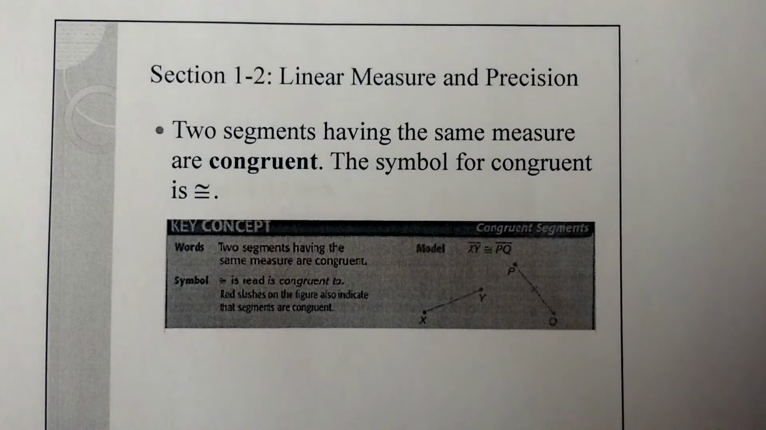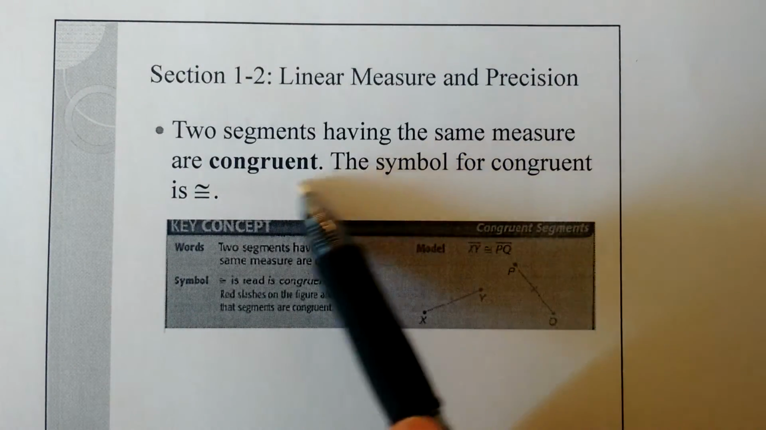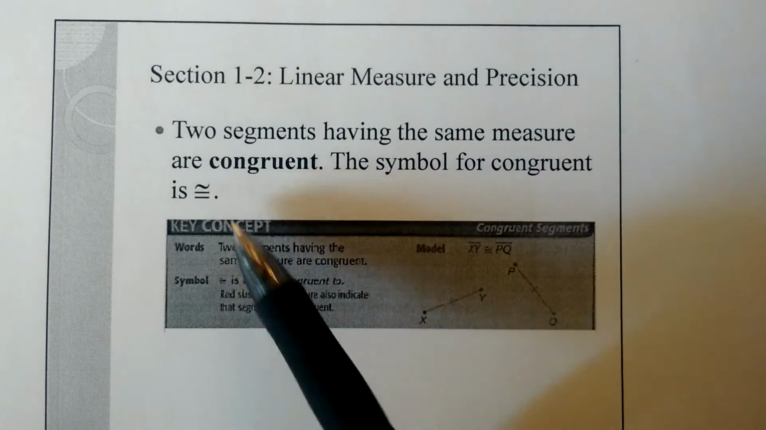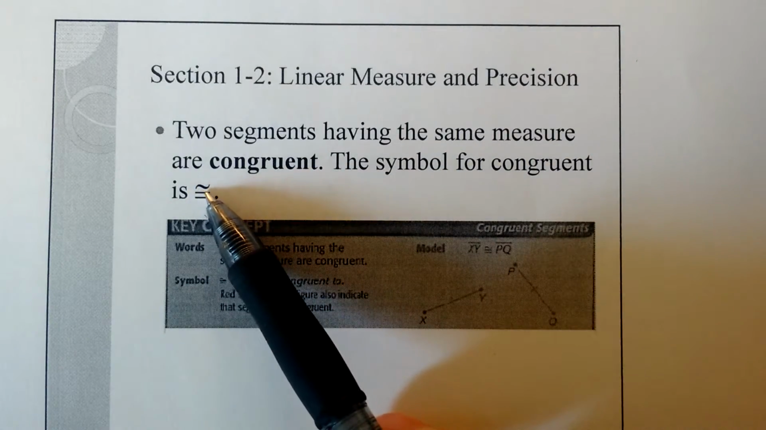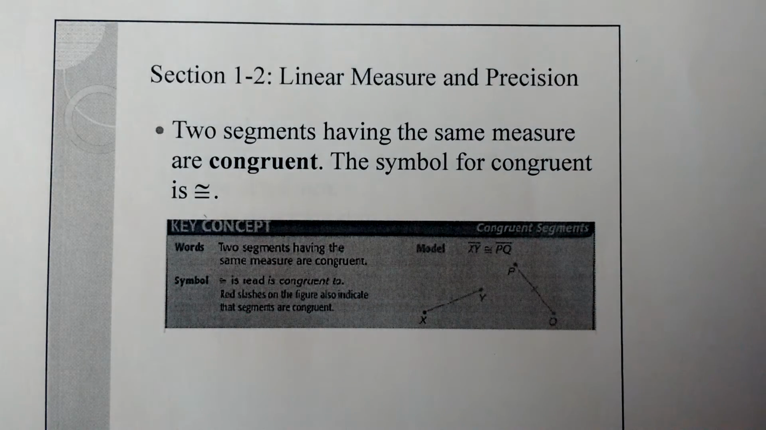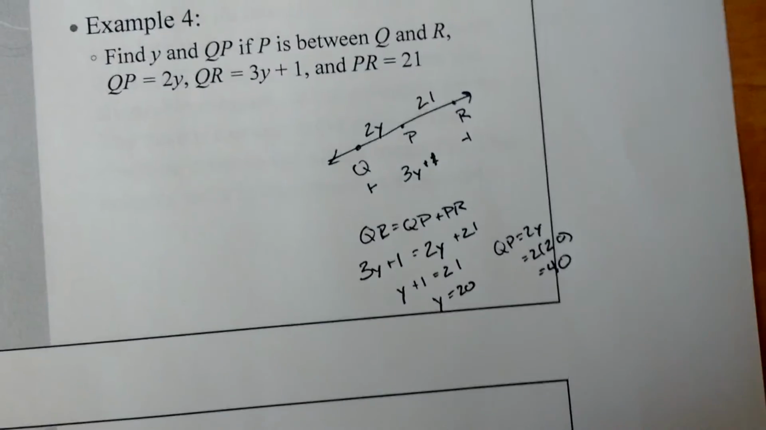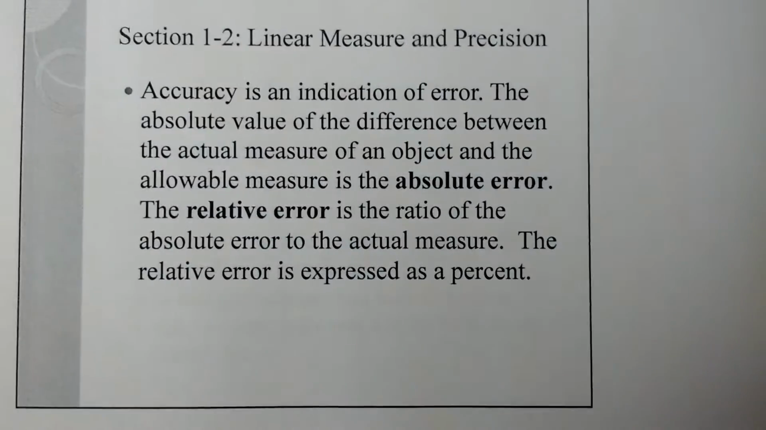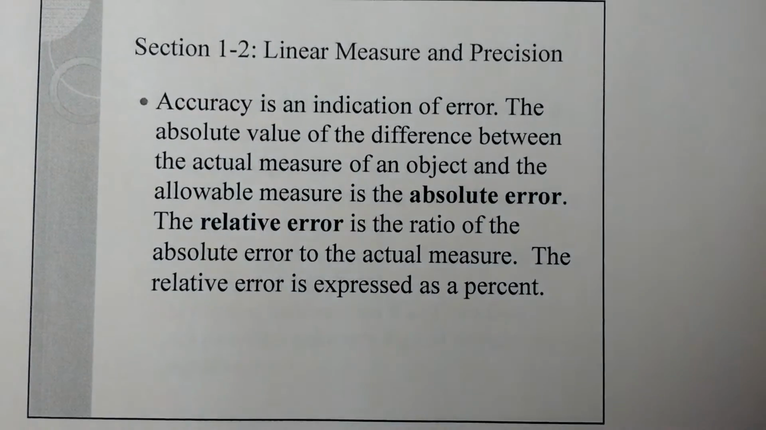So just a definition about congruent. Two segments having the same measure are referred to as congruent. The symbol for congruent is this equal sign with the little tilde over the top. Here's a key concept, something that goes in your little booklet. Accuracy measures how close you are to the actual value. You can have absolute error, which is just the raw difference between the actual and the measured, and then relative error is the percentage kind of measurement between the two.